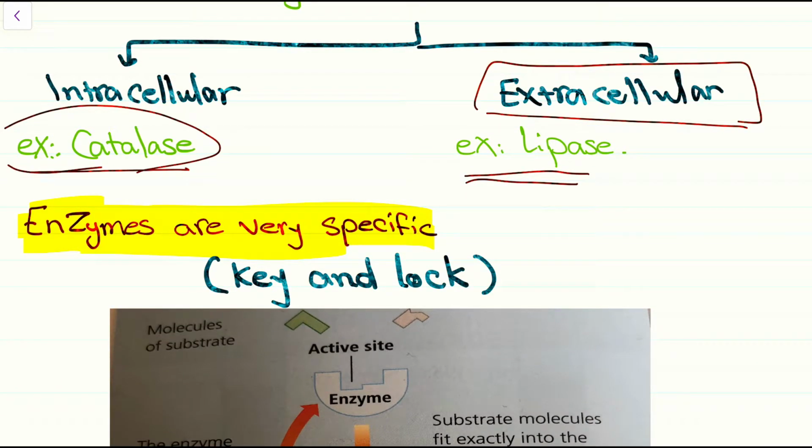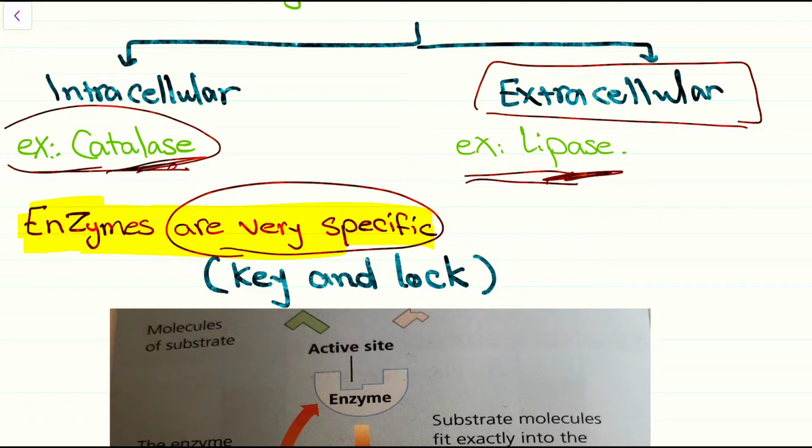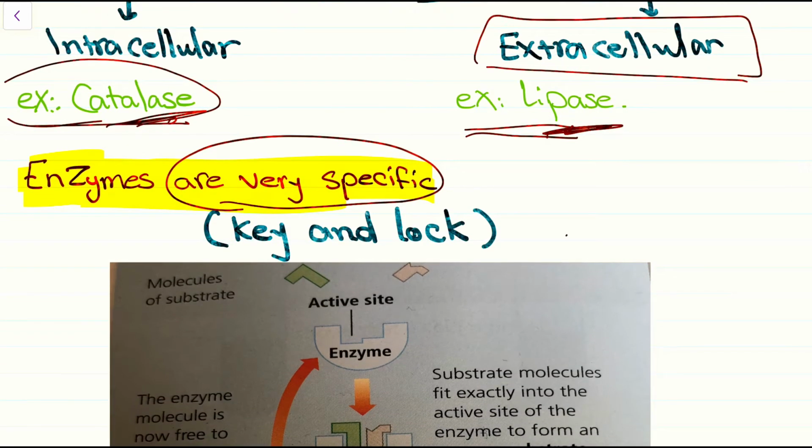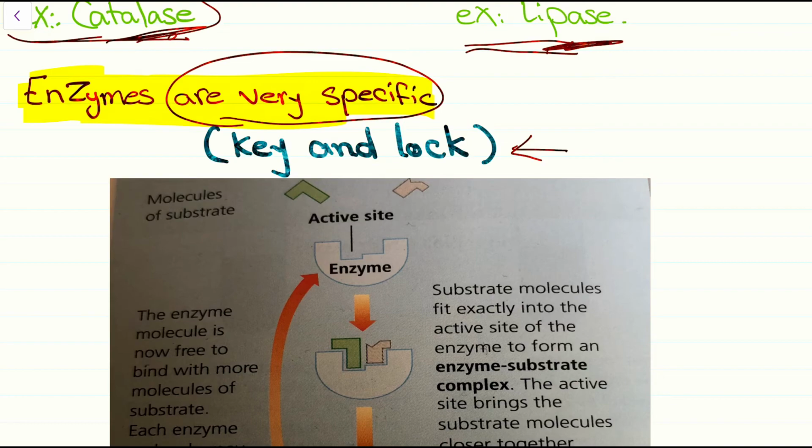One of the properties of enzymes is that they are very specific. What do we mean by very specific? The enzyme for breaking down fat cannot break down protein, or the catalase which works on hydrogen peroxide cannot work on glucose, for example. So they are very specific. That's why we have a complex which is called the lock and key complex.